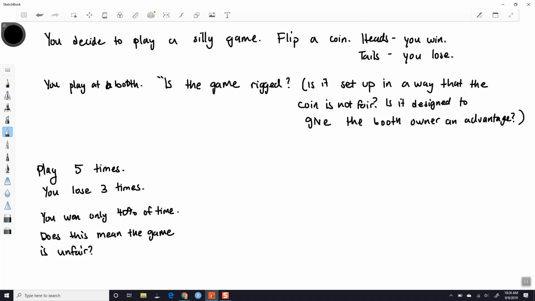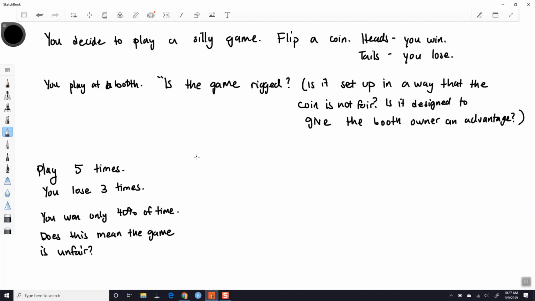What's your feeling? Would you report this game booth to, I don't know, the county fair supervisor and say, these people are cheating? No, right? This doesn't seem like an unusual outcome. Seems like a perfectly reasonable outcome.